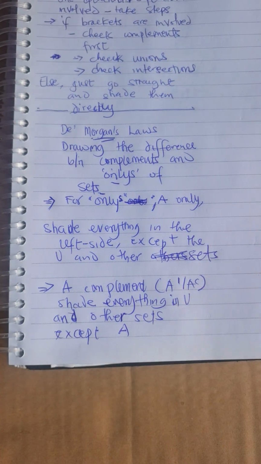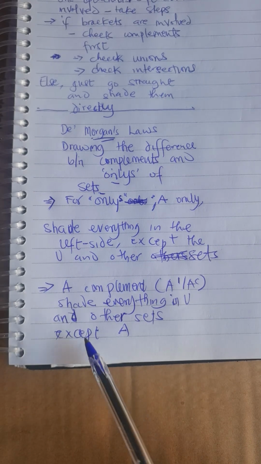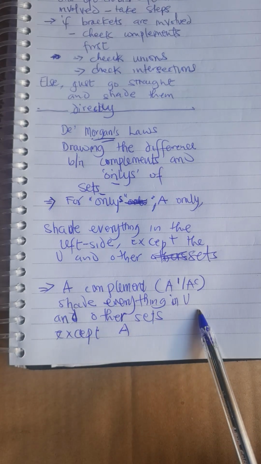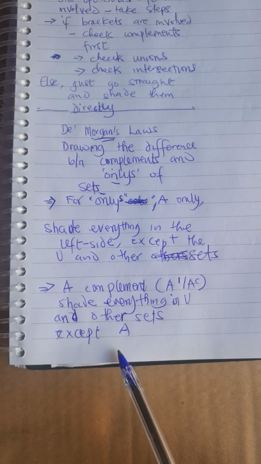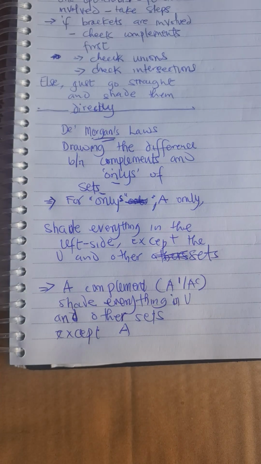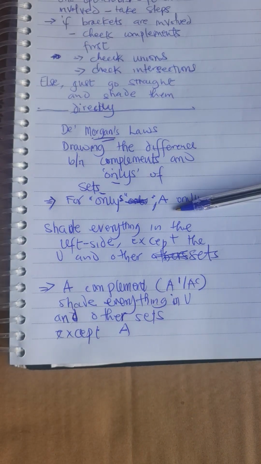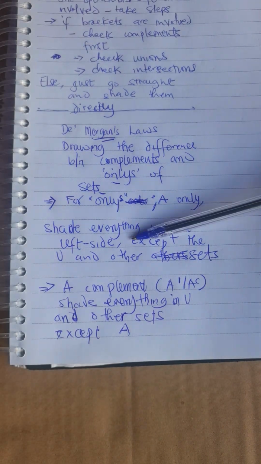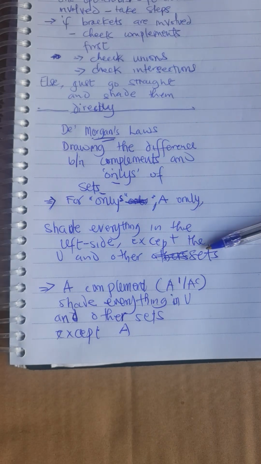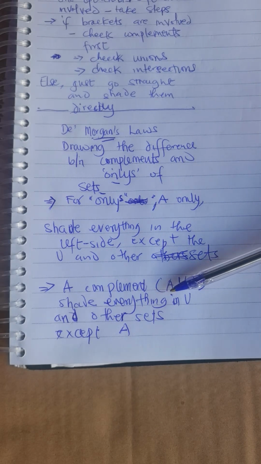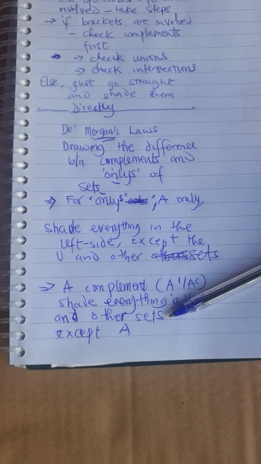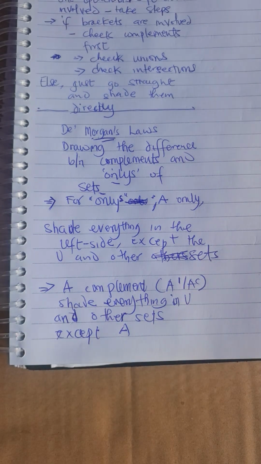Now let's look at complements. Assuming we have been asked to find the complement or to shade the complement area, what does it mean? We mean that we are shading everything in U and other sets except A. Check it very carefully. For the only, we are shading everything in the left side except U and the other sets. And then for complement, we are shading everything in U and other sets except A. Let's see this practically.